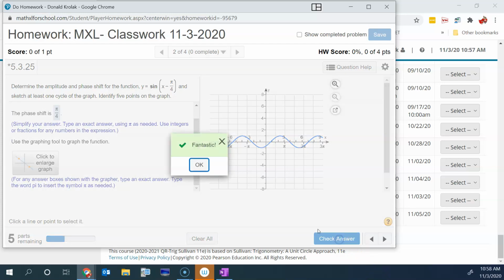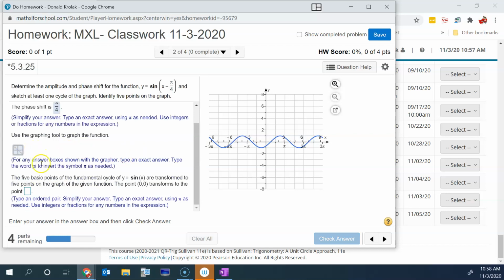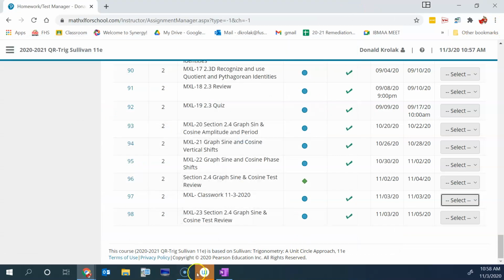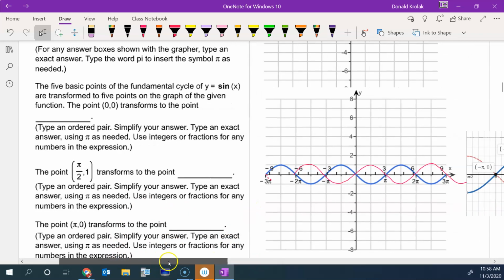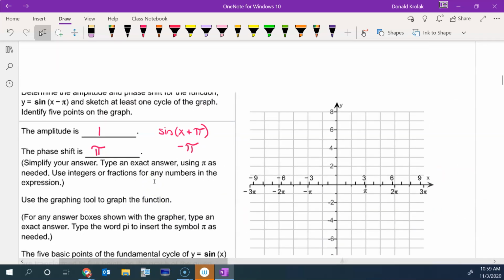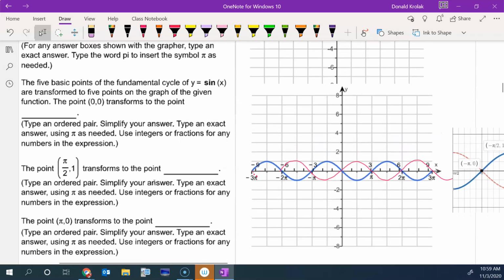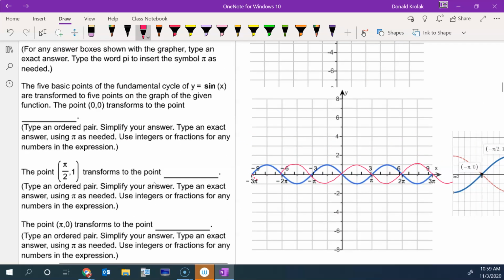Okay, now the next question starts asking you about the 5 basic points of a fundamental cycle of sine transformed to 5 points on the graph of a given function. Point 0, 0 transforms to the point blank. So what this is asking you to figure out is, if you were looking at my graph right here, the red graph is the original. Okay, so on the original, there's my original 0, 0.